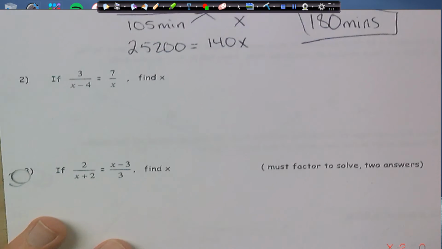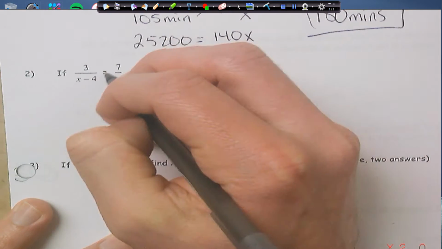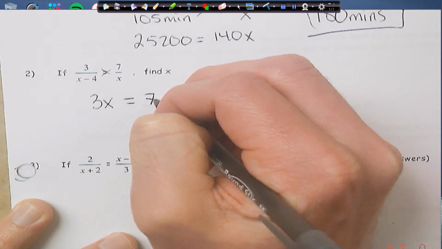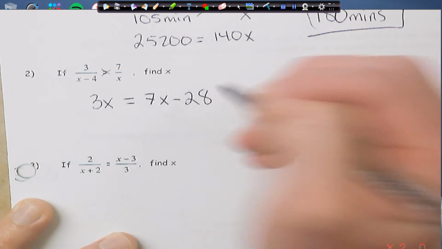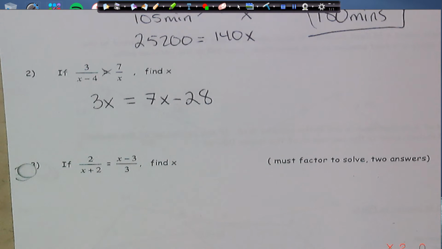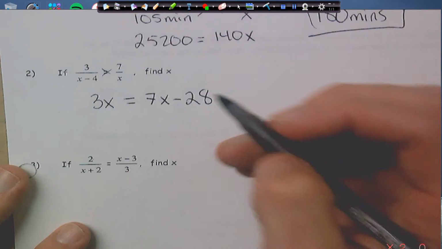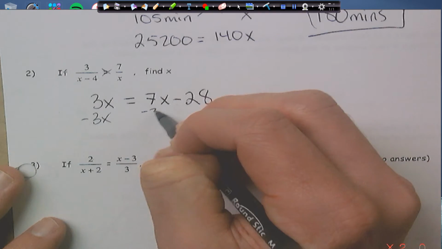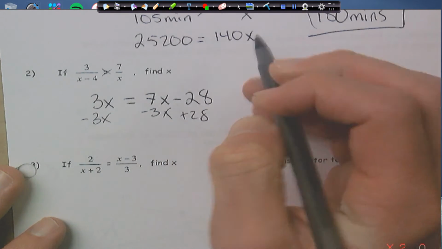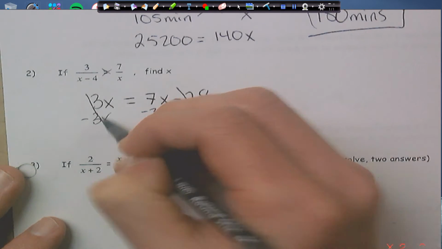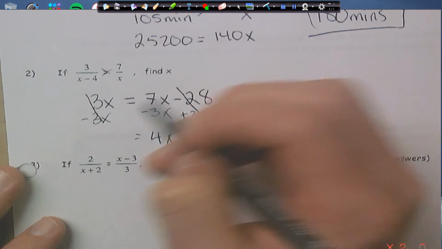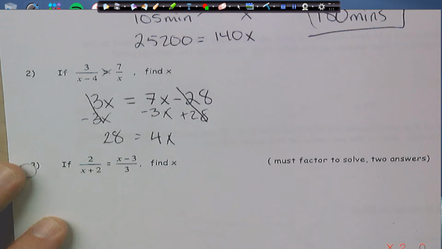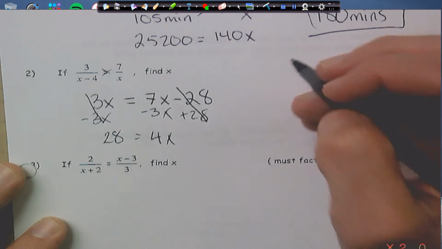Number 2, find x. So again, we're cross multiplying. So 3x, and then we put equals 7x minus 28. Notice I distributed the 7 to both the x and the negative 4. I'm going to go ahead and move the 3x over here. I'm going to add the 28 to the other side. So that will cancel over here, that will cancel over there. So I get 4x equals 28. And then divide by 4, and I believe we are going to get 7. Yep.